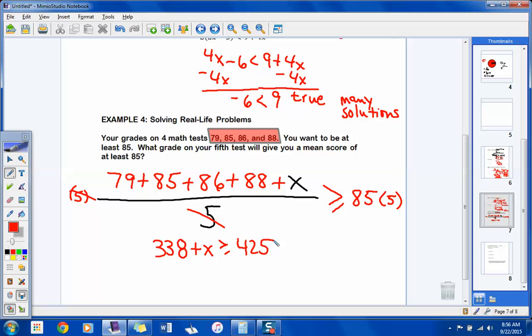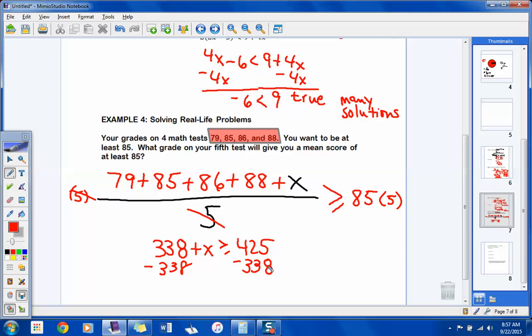Let me ask some questions, guys. Do you understand where the 338 just came from? 338 represents the first 4 test scores all summed up, right? The X is the 5th test that we need to take in order to average 85. In order to average 85 over 5 tests, how many total points do you need to get? See where we're coming from there? What are you going to do to both sides, kids? Subtract 338 from both sides. If I'm not mistaken, is that 87?